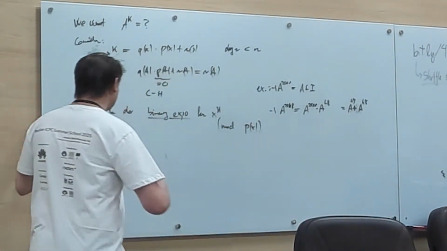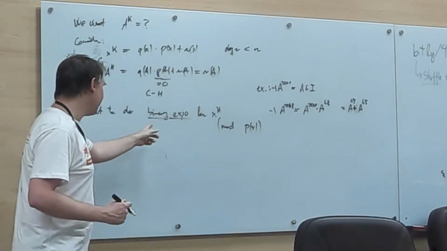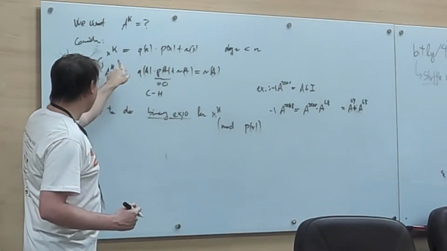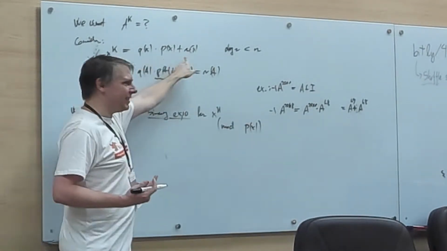So applying binary exponentiation is actually useful, because if k is super large, there is no way to calculate this directly.